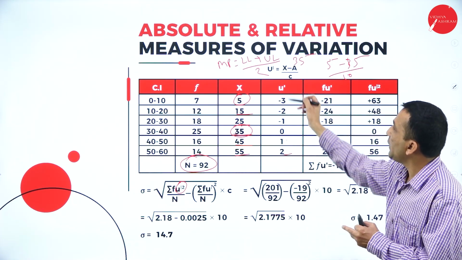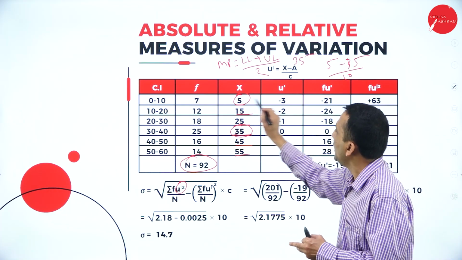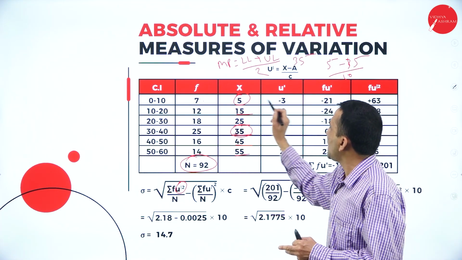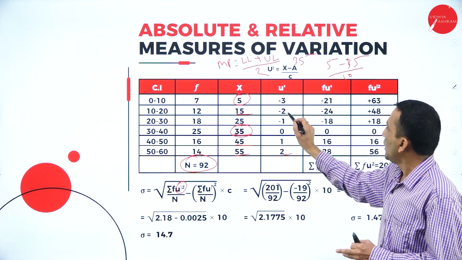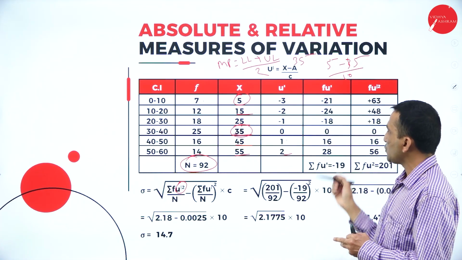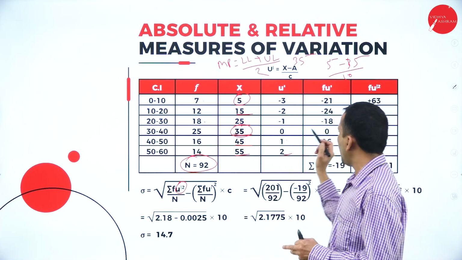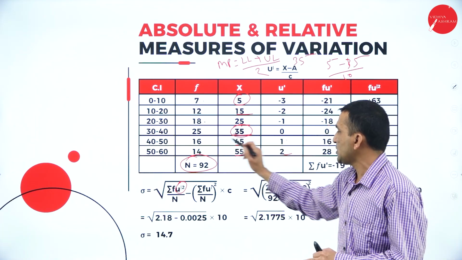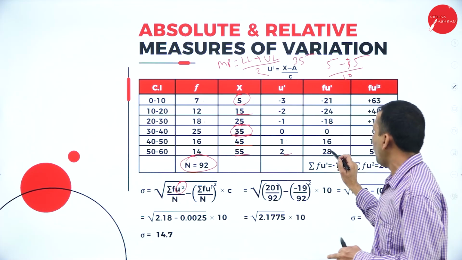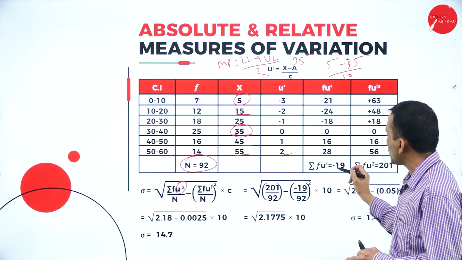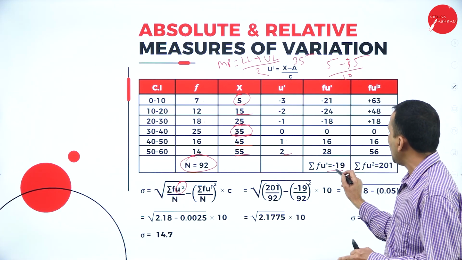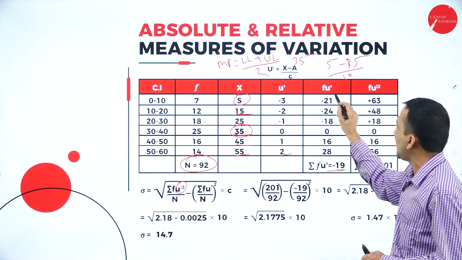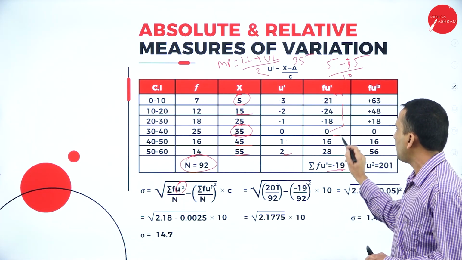Once we have u dash, now you have to multiply with the frequency. So minus 3 into 7 is minus 21, minus 2 into 12 is minus 24, minus 1 into 18 is minus 18, 0 into 25 is 0, 16 into 1 is 16, 2 into 14 is 28. If you take this total, we get minus 19, because the minus category is more compared to the plus category.